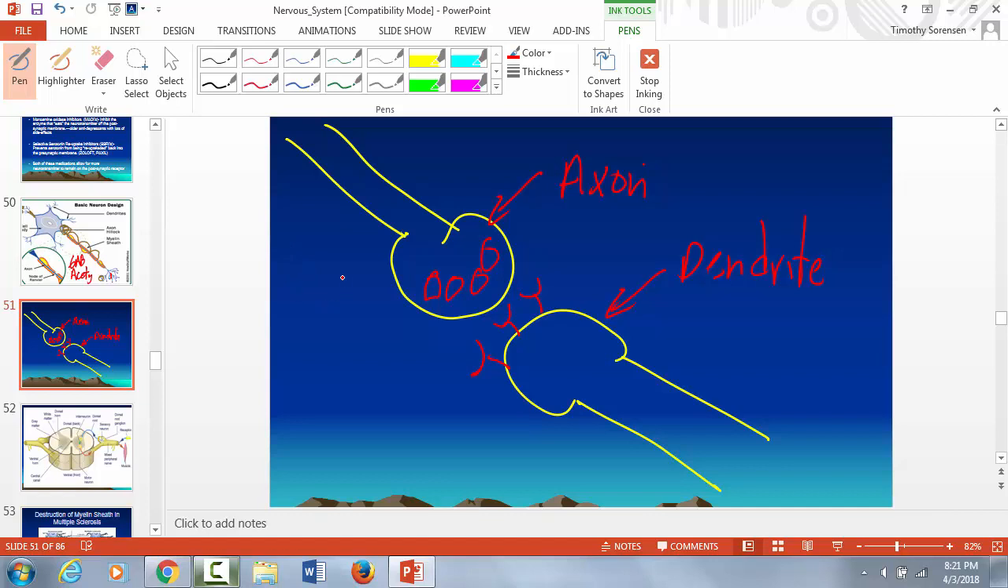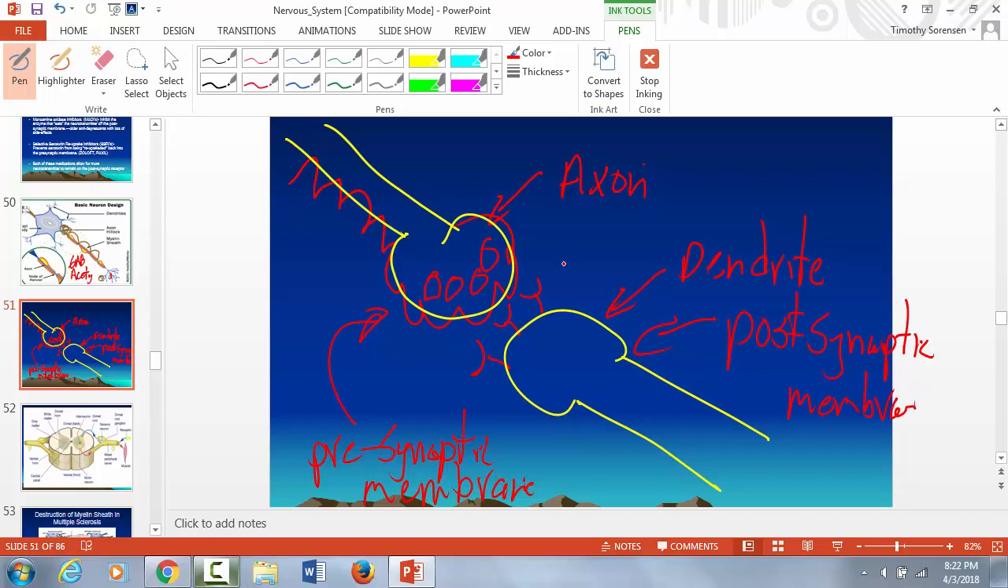And they're specific. So when an electrical impulse travels down to the end of the axon, and I'll explain more, the end of the axon is called the presynaptic membrane. So what would the dendrite be? That's called the postsynaptic membrane, right?